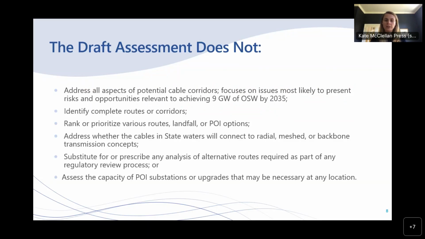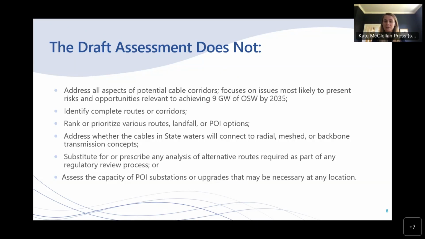And before I hand it over to the WSP team, I'd like to mention the things that this draft assessment does not include. It does not address all aspects of potential cable corridors. It focuses on issues most likely to present risks and opportunities relevant to achieving 9 gigawatts of offshore wind. It does not identify complete routes or corridors. It does not rank or prioritize various routes, landfalls, or points of interconnection. It does not address whether the cables in state waters will connect to radial, meshed, or backbone transmission concepts. It does not substitute for or prescribe any analysis of alternative routes as required as part of regulatory review processes. And lastly, it does not assess the capacity of any of the points of interconnection, substations, or upgrades that might be necessary at any location.